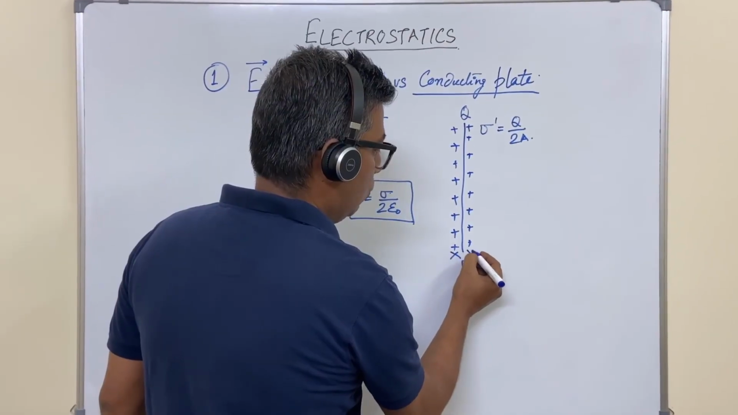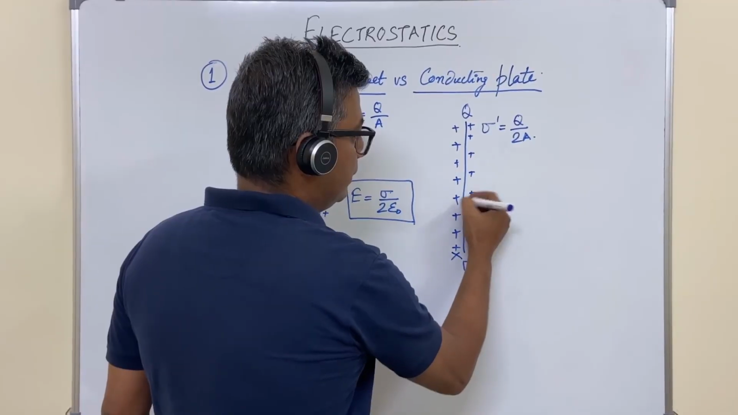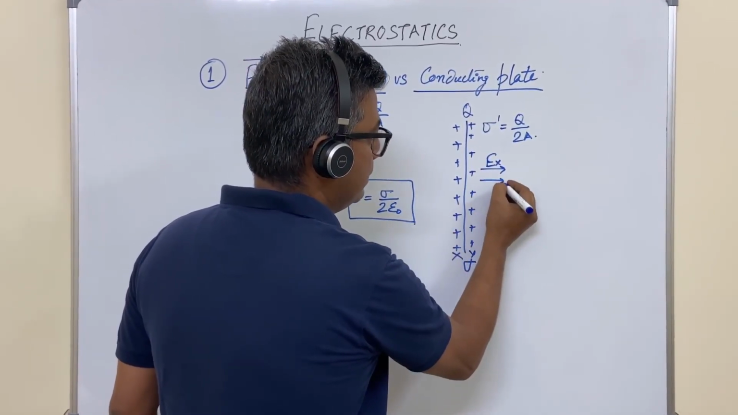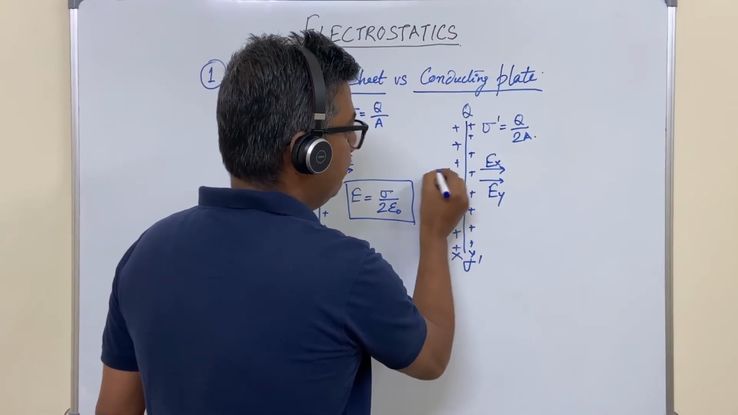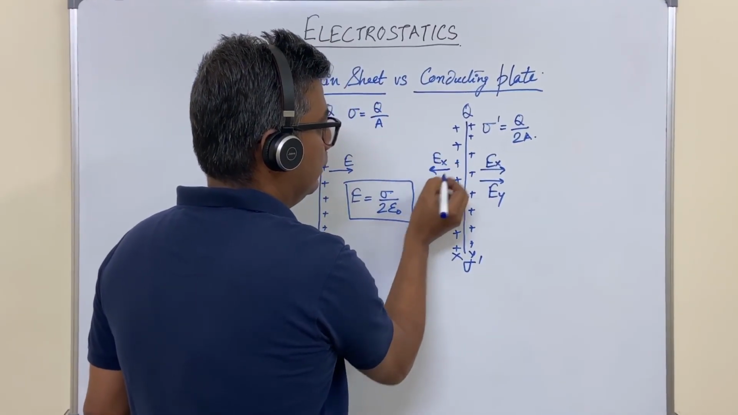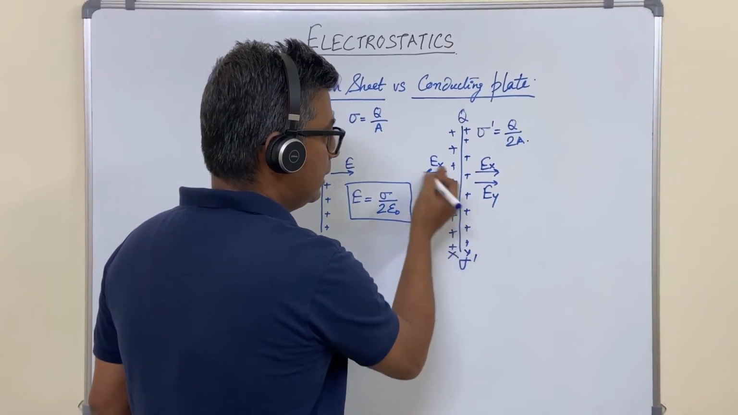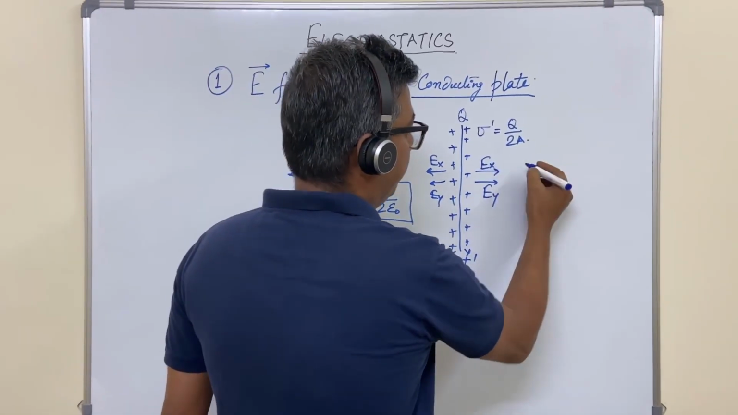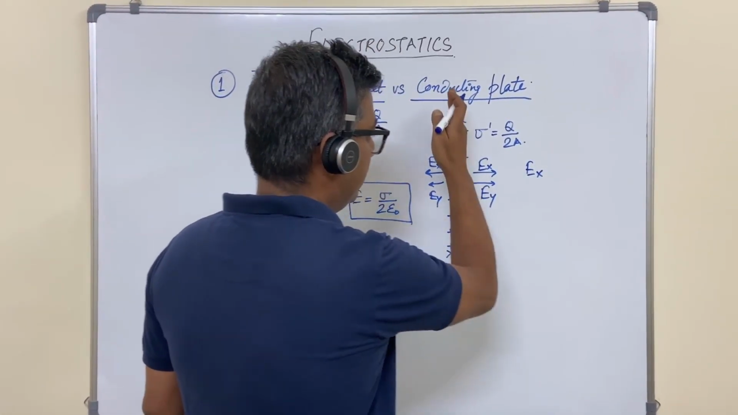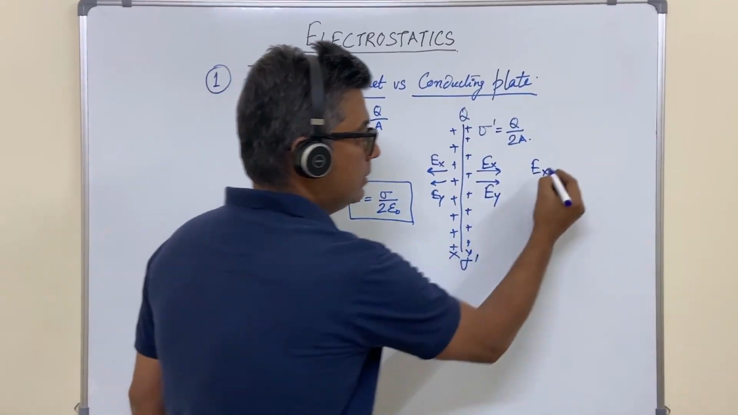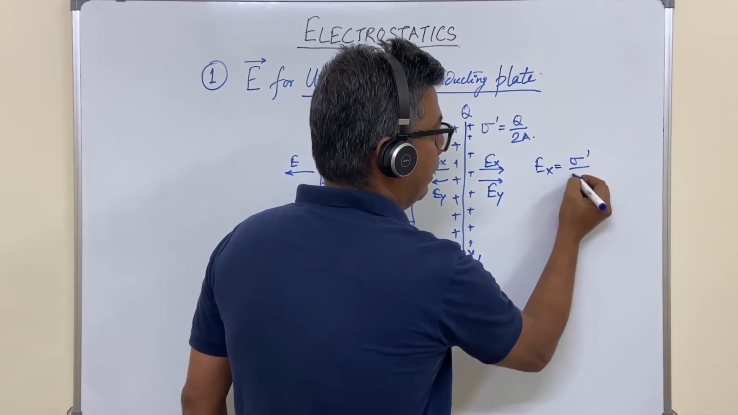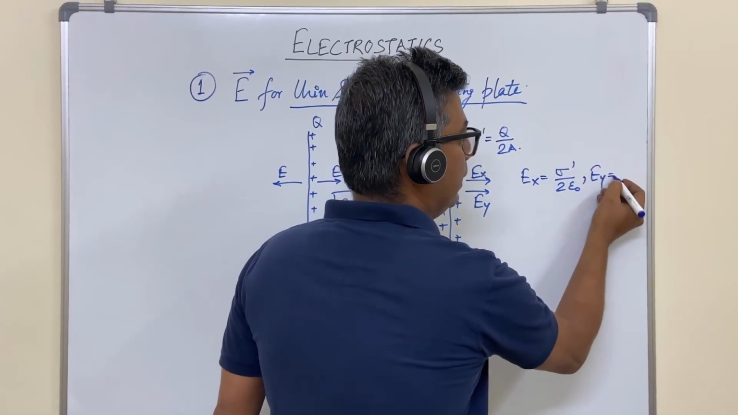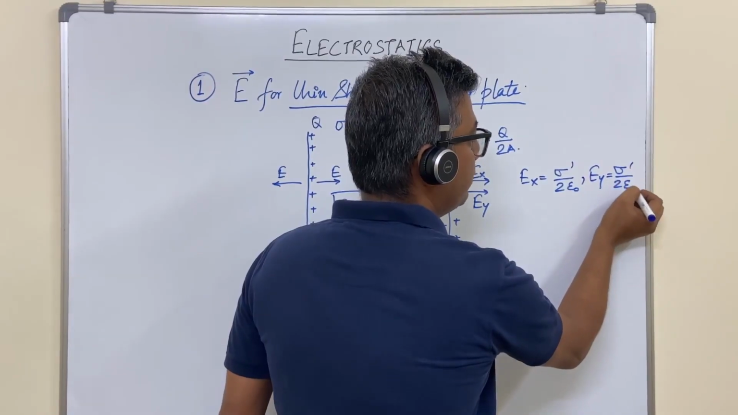Let's say X and Y. So there, because of this X, there is Ex in this direction, and because of this Y, there is Ey in this direction. Same for Ex because of these charges here, and Ey. Okay. Now, if you compute what is Ex, Ex is because of one surface with sigma prime, which is equal to sigma prime by 2 epsilon naught. And same for Ey, equal to sigma prime by 2 epsilon naught.